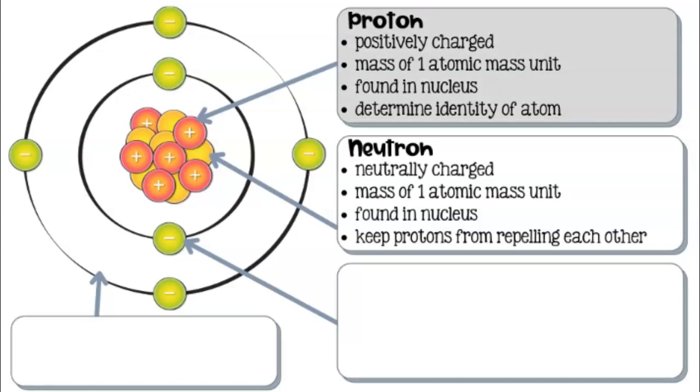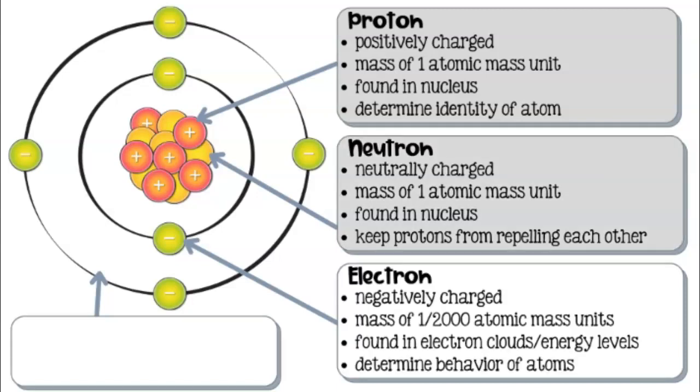Neutrons, on the other hand, are neutrally charged. They have no charge. The mass is also 1 atomic mass unit. They are also found in the nucleus, and they keep protons from repelling each other because same charges repel and opposites attract.